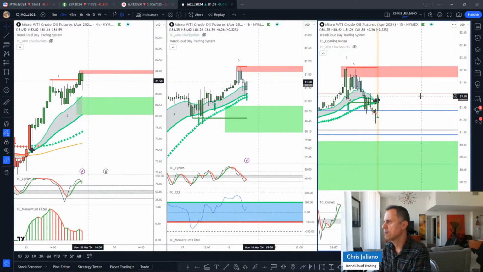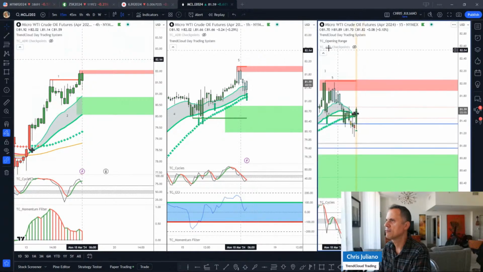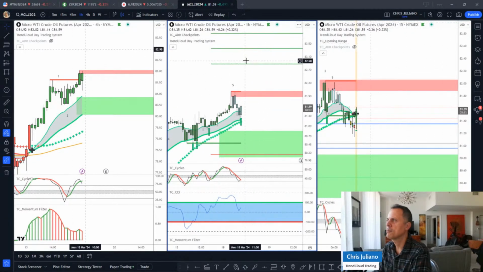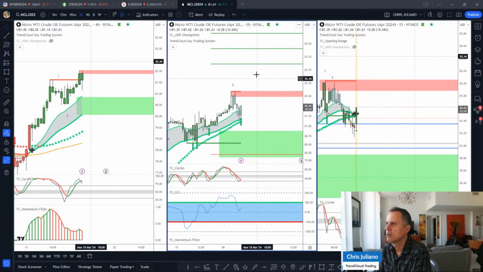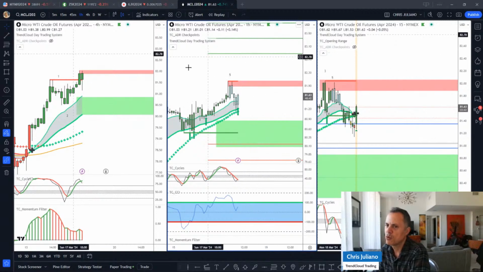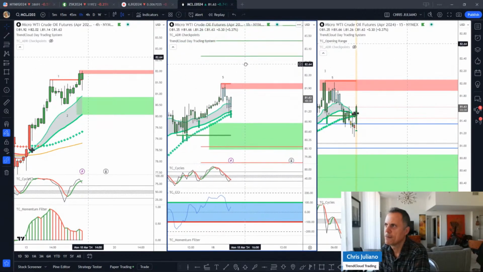ADR checkpoints. Wow, pretty far away. Okay, so all the way up here. All the way up here. Pretty far away, right? So if we were going long, these ADR checkpoints up here would be targets.